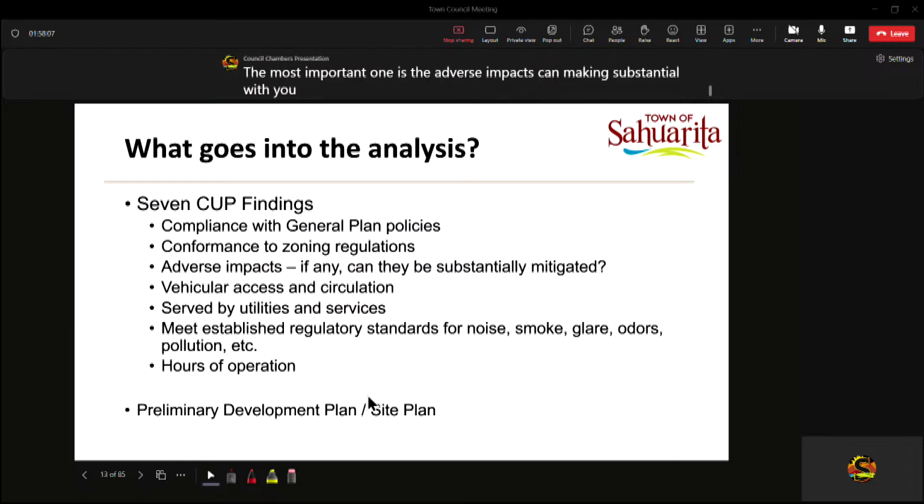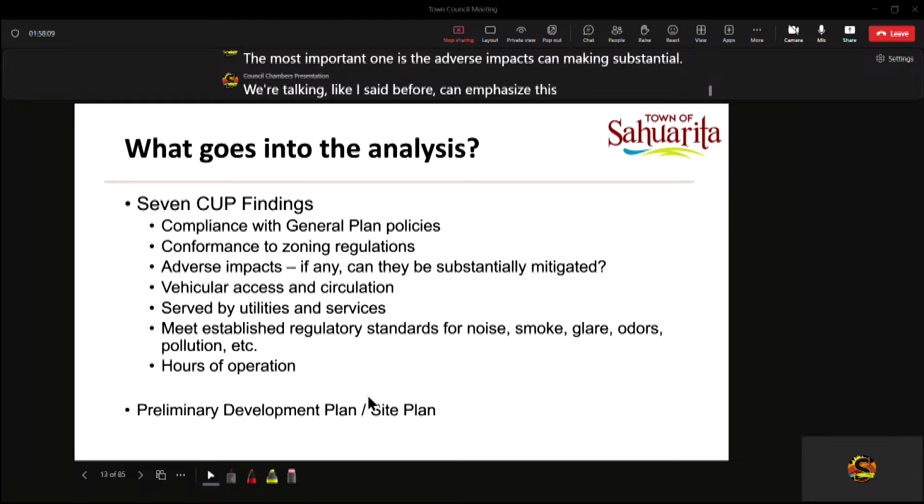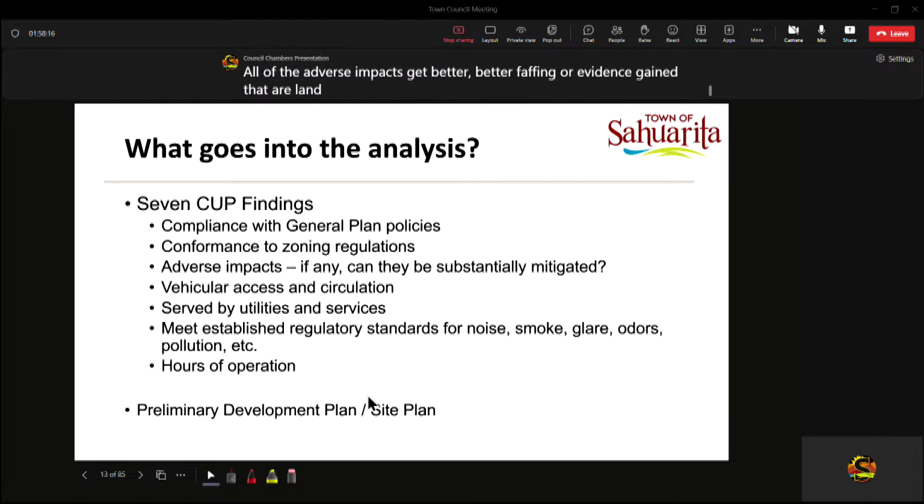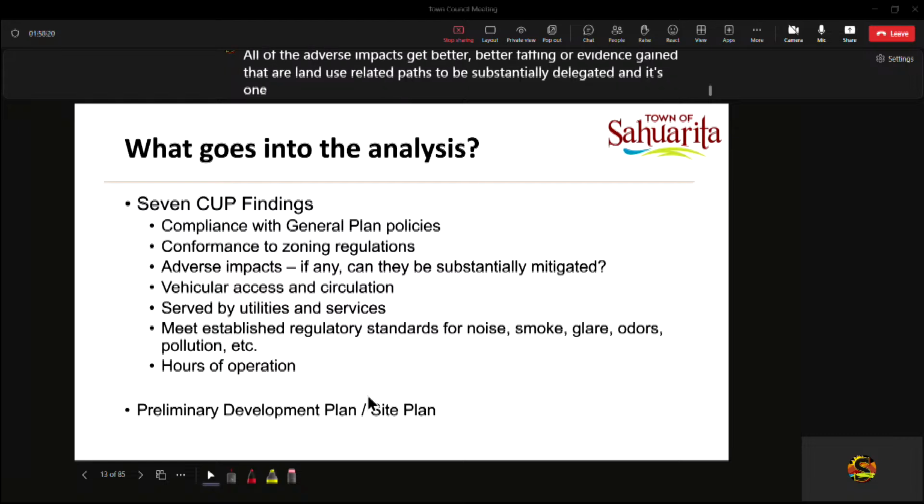And we're talking, like I said before, I can't emphasize this enough. All of the adverse impacts that are fact or evidence based, that are land use related, have to be substantially mitigated. And if there's a failure of one that can't be substantially mitigated, or there are no conditions that could mitigate it, then you have a basis for denial. And then you will look at other things like vehicular access and circulation, utilities and services, regulatory standards, and again, we talked about that a little bit.